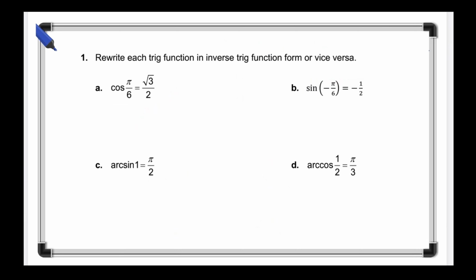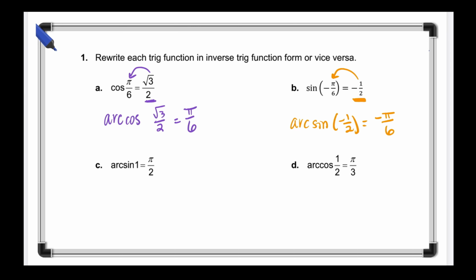So let's practice how we're going to rewrite each of our trig functions here. Remember that if you start with a cosine, we would do our arccosine. So the arccosine of root 3 over 2 is going to equal pi over 6. And then if we wanted to rewrite sine, we would write arcsine of -1/2 is going to equal negative pi over 6.